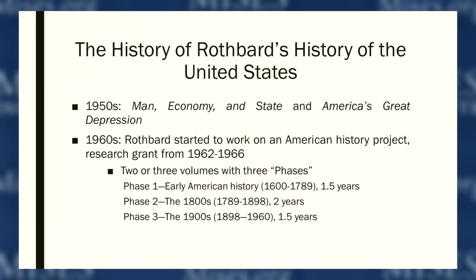Then the plan became 2 to 3 volumes, and he broke it up into phases. The first phase, he said, I'm going to work on early American history, 1600 to about 1789. It'll take about 1.5 years. Phase two, the 1800s, about 2 years. Then phase three, the 1900s up to the present day, back then circa 1960, about 1.5 years. Okay, so this is the original outline.